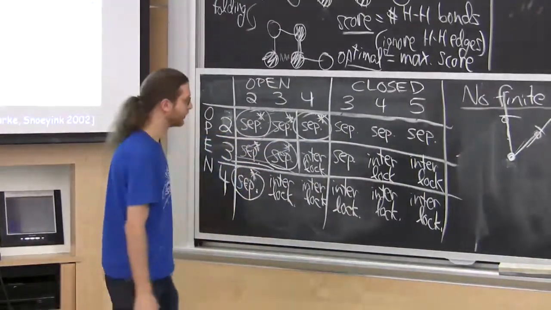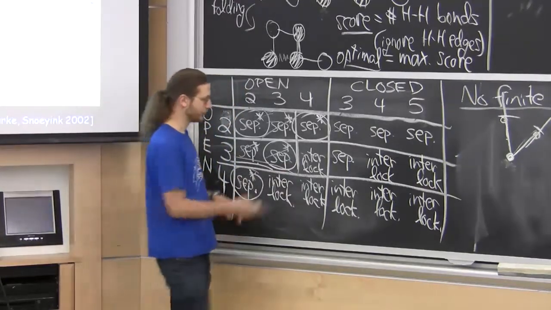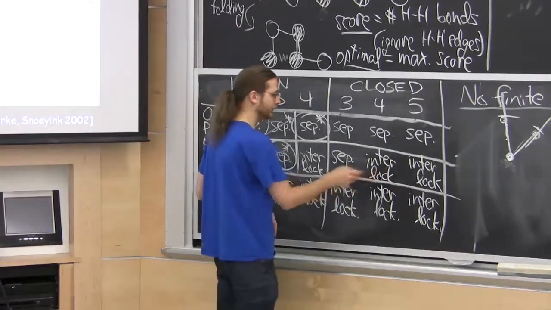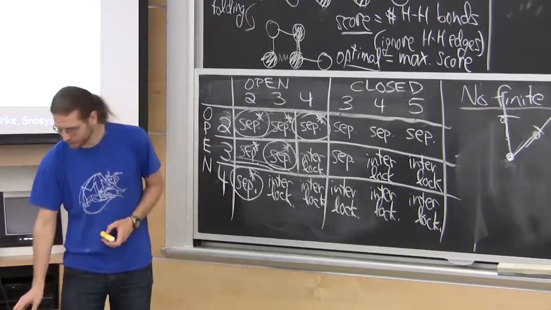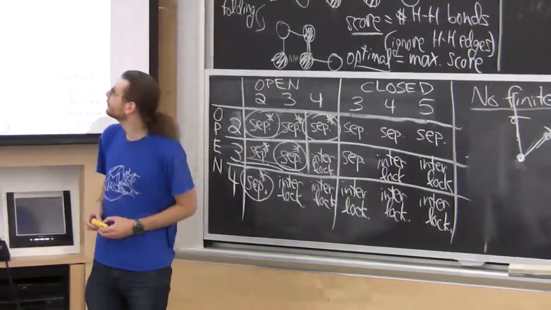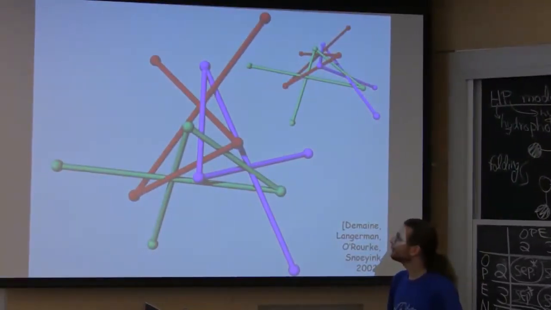Now I get to show you all the fun interlocked examples. We're going to do pretty much all of these. So we start with one of the prettiest examples. This threefold symmetric. This is 3 chains.